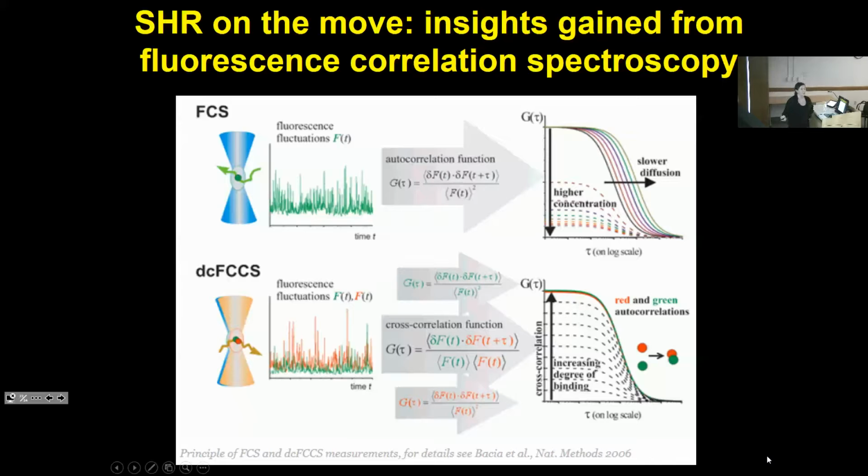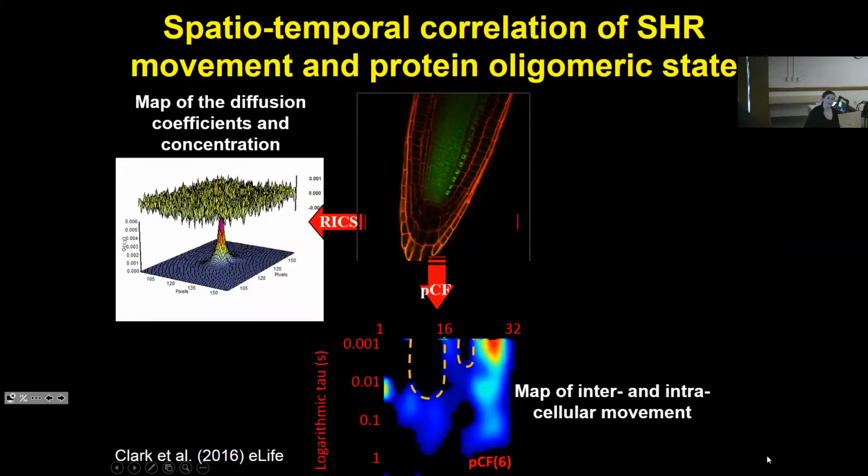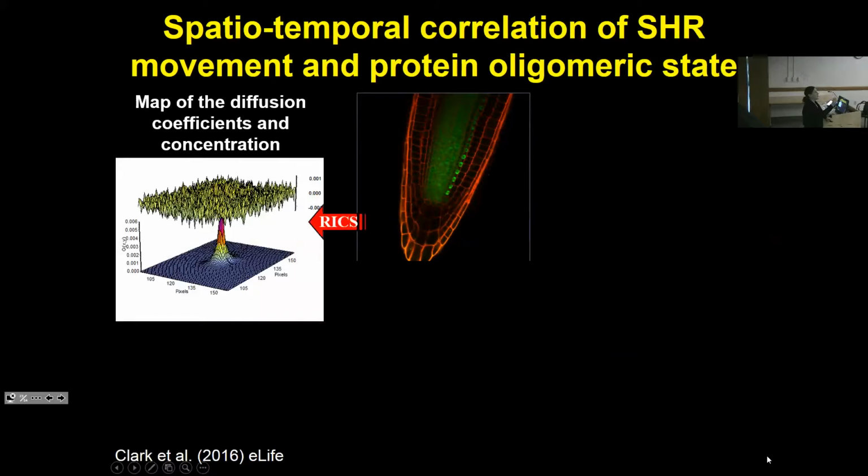How big is your scanning region? So the scanning region, very good question. It depends. Let's see if I have an image here. No, okay. The scanning region could go through two or three cells, so it is a few microns.